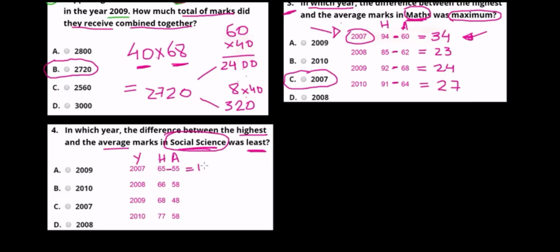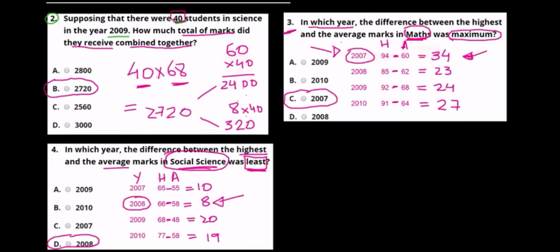65 and 55 is a 10. 66 and 58 is an 8. That looks like a 20. And that looks like 17, 19. Where is the difference the least? That's the question. The difference is least in this particular year, which is 2008. Option D. So that's it for the tables.